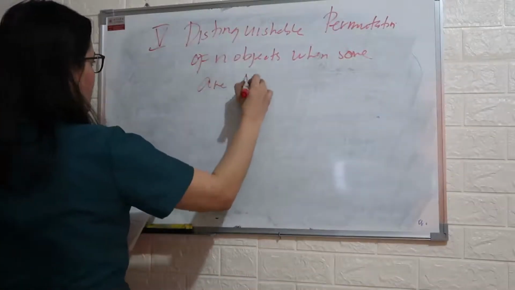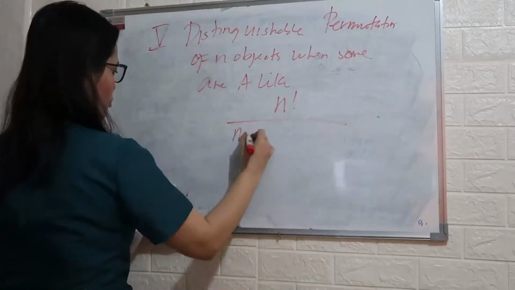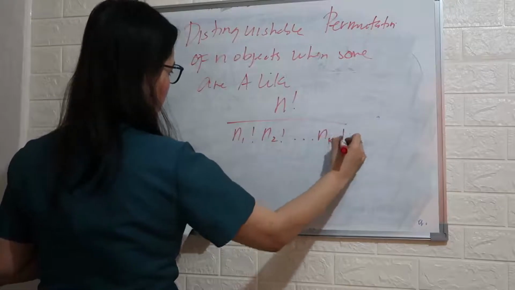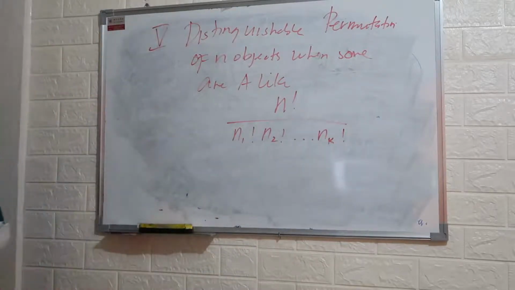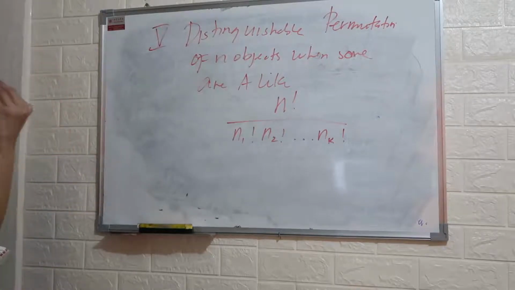Distinguishable permutation. So we have distinguishable permutation of n objects when some are alike. So we have n factorial over n sub 1 factorial, n sub 2 factorial, up to n sub k factorial. So that's the 5th rule. Distinguishable permutation of n objects when some are alike.